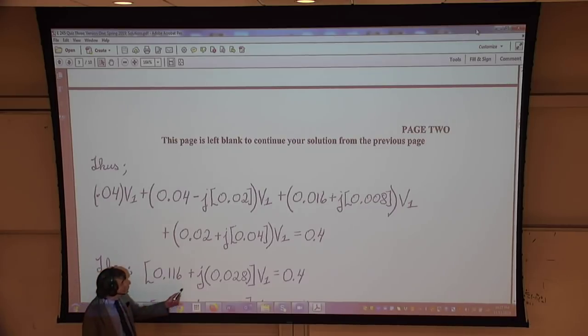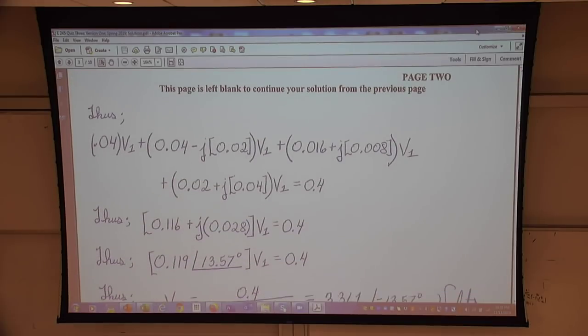Now add all the J's. I get 0.028. That's all multiplied by V1 equals 0.4. Now you tell me what I do next. Come on, I want to see if you're getting this. I like that. That kind of says it all. We just do one of these. So what I get is V1.